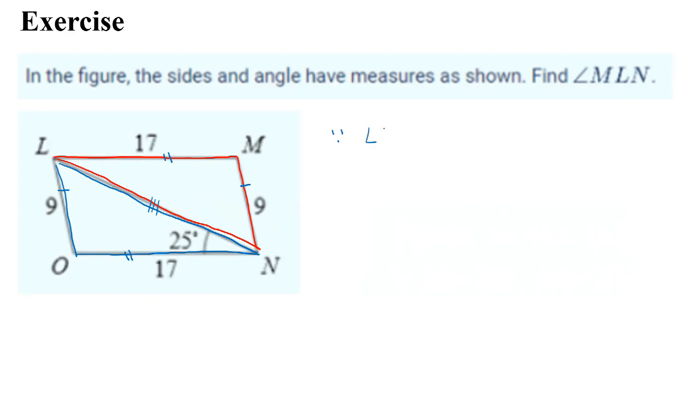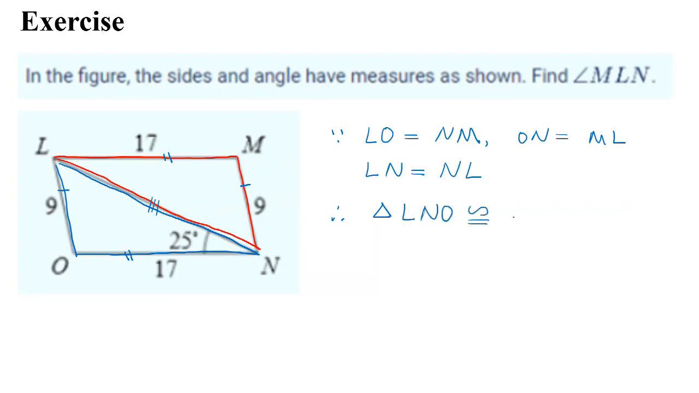Because LO equals MN, right? NM. And ON equals ML, and also LN equals NL. So that means we have each side of one triangle is congruent to the corresponding side of the other one. Then the two triangles are congruent, right? Yeah. Therefore, we can say triangle LNO is congruent to which one?